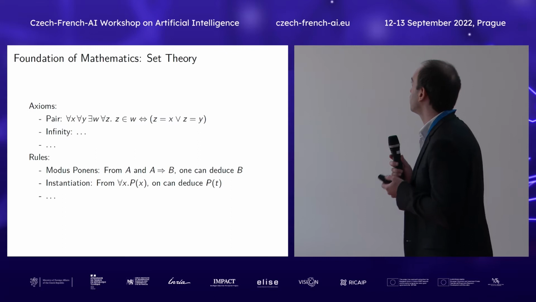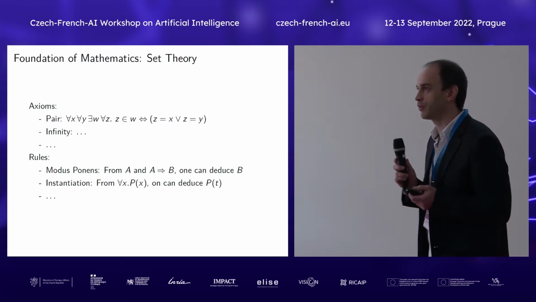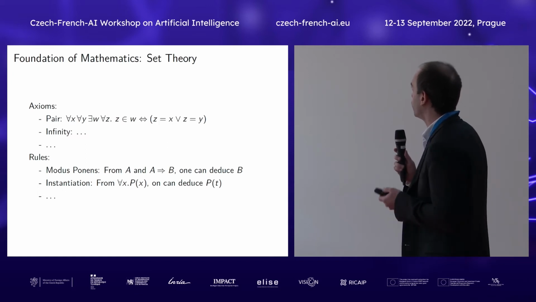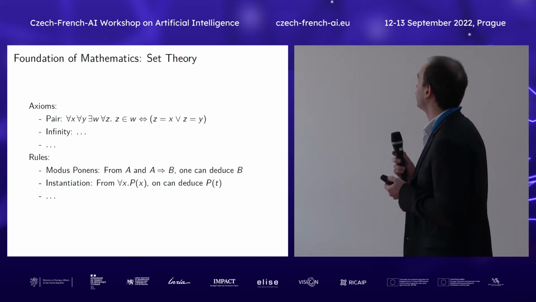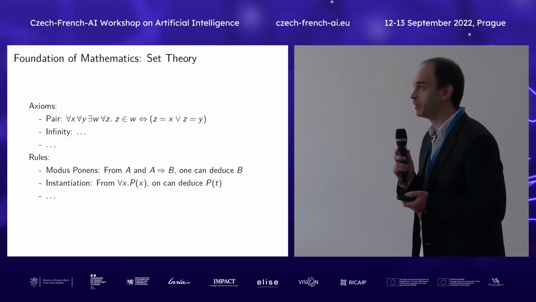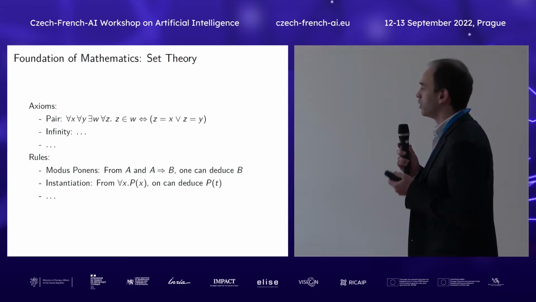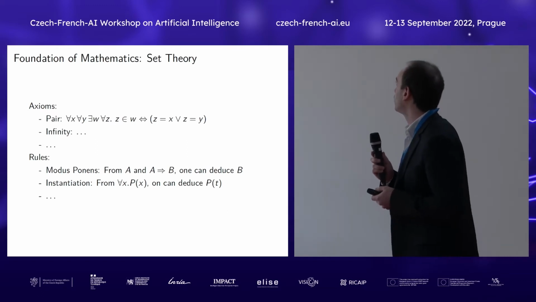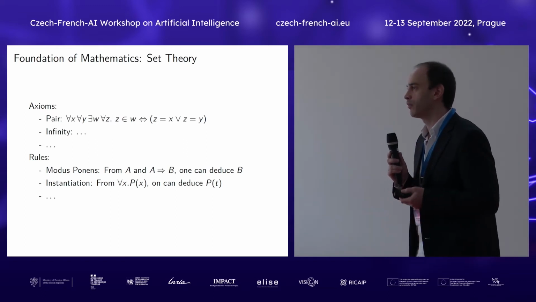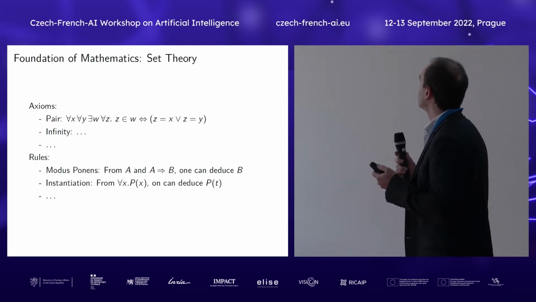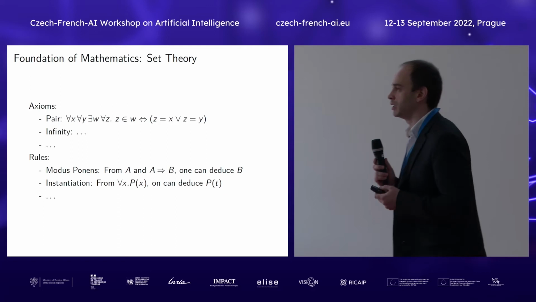And you have a finite list of these axioms, and you have a finite list of rules. For example, you have modus ponens. Like if you have A and A implies B, you can deduce B. A and B can be any formula. And you also can instantiate. So if you have for all x, P of x, you can replace x by any term t.